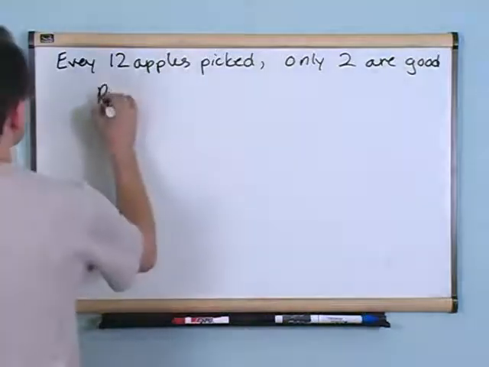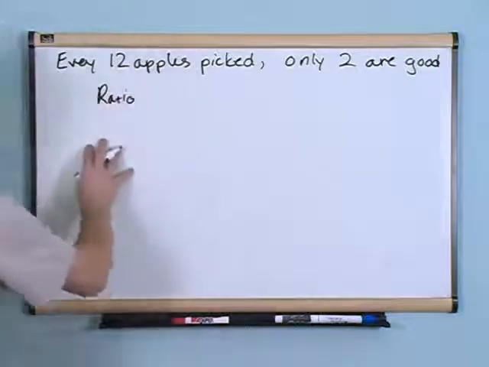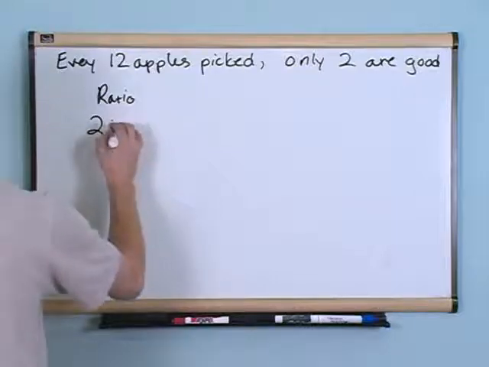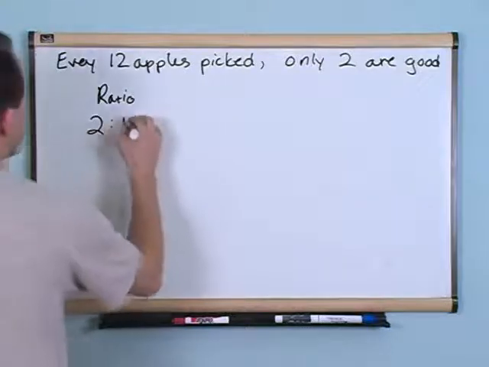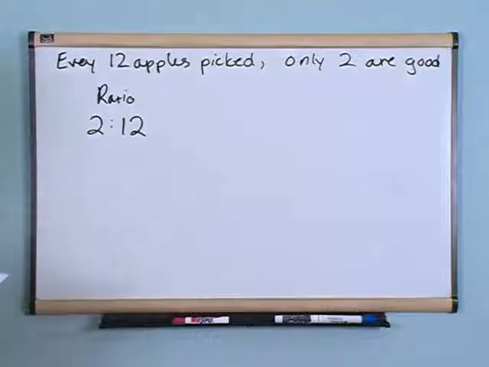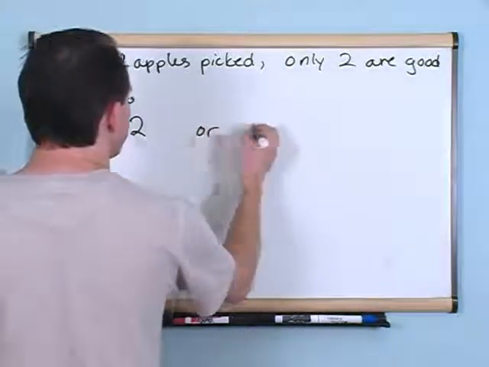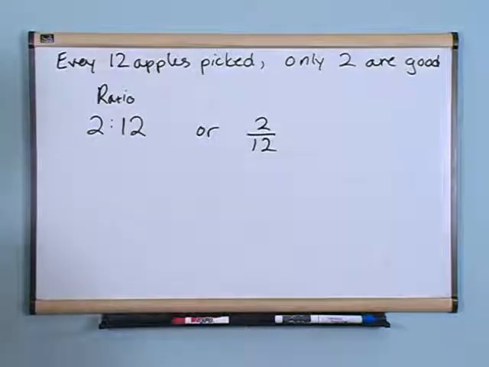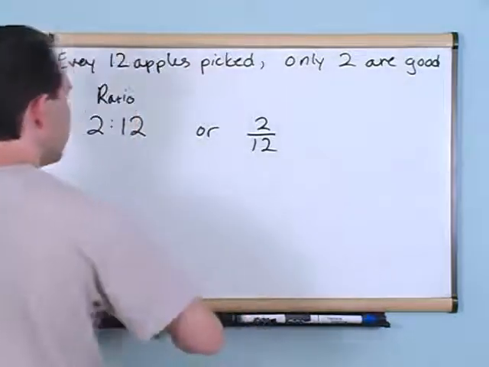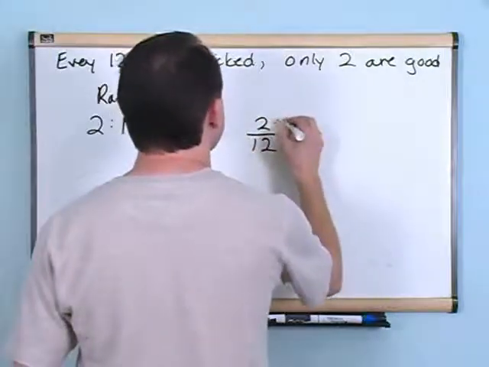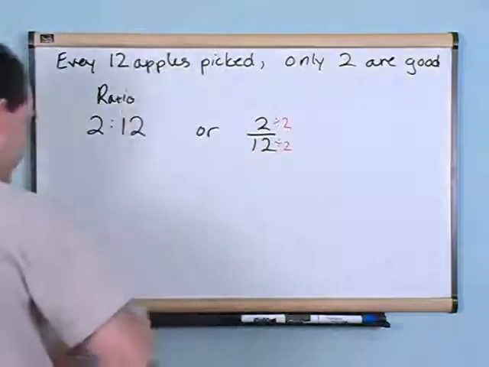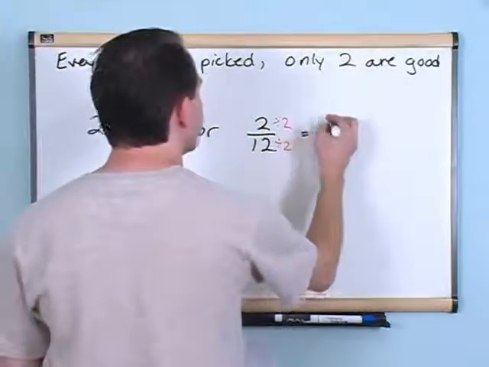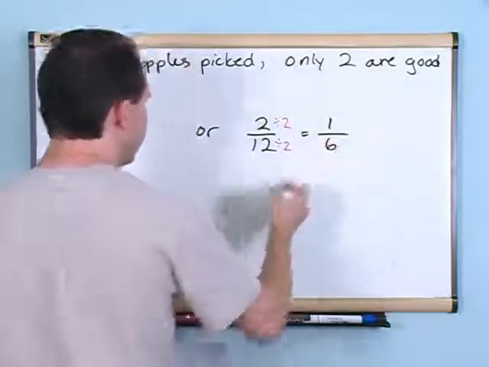So you have a ratio here. You pick 12 apples, only 2 of them are good. The ratio is going to be 2 good apples for every 12 bad apples, okay? You can also write it as 2 over 12, okay? Now, we can simplify these ratios just like we always can, okay? We can divide the top by 2 and the bottom by 2. Okay, just like any fraction, nothing special. 2 divided by 2 gives you 1. 12 divided by 2 gives you 6.